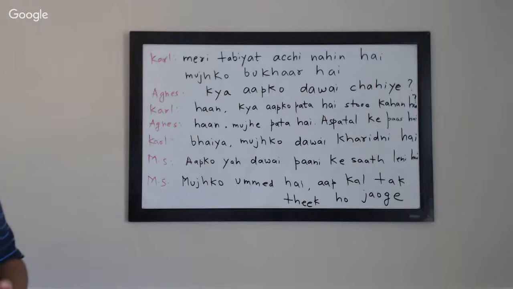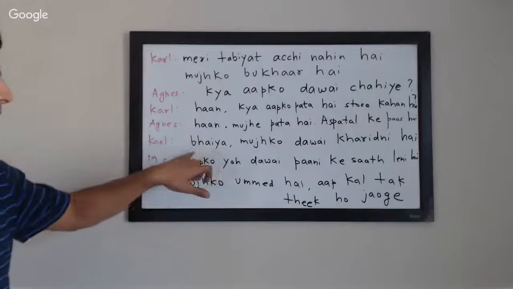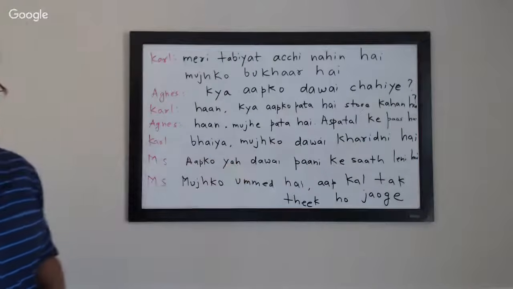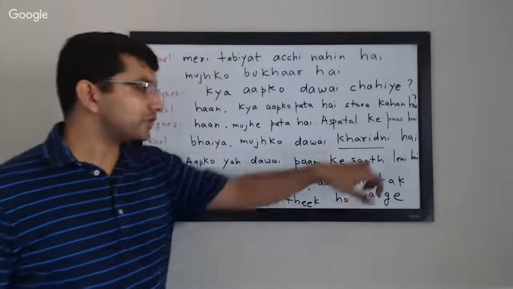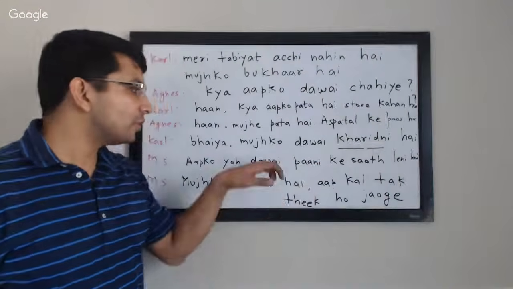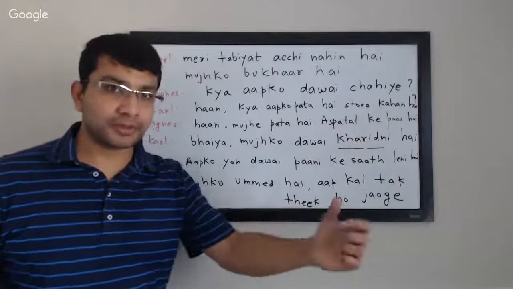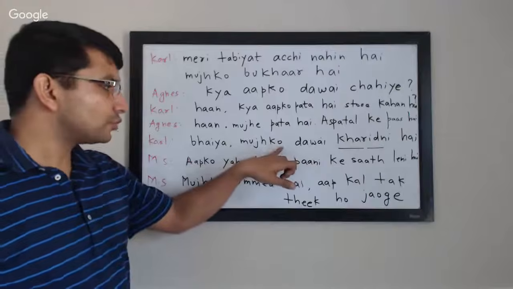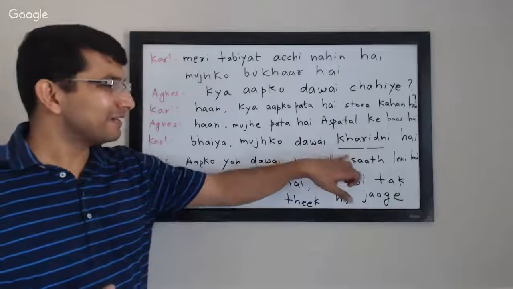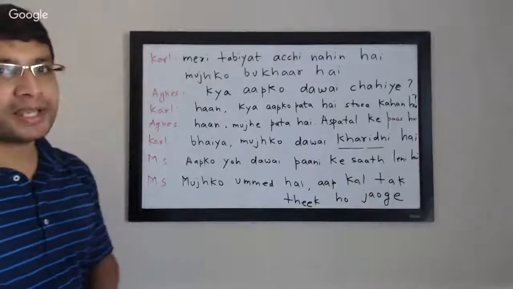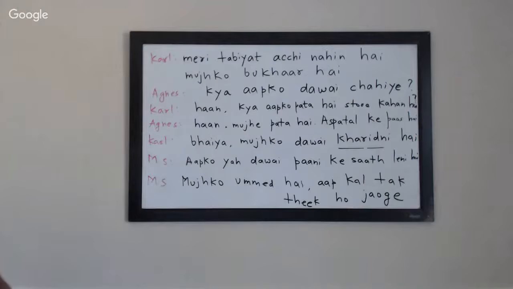Bhaiya mujhko dawai kharidni hai. So Carl says to the man that he needs to buy medicine. Okay. So bhaiya is nothing but brother. मुझे दवाई खरीदनी है. खरीदना is to buy. You've not gone to this case yet. We'll cover it in the next class when you try to use mujhko with a verb. But essentially mujhko is to me. Dawai is basically medicine. Kharidna is to buy. Okay, that I need to buy a medicine. Keep going. आपको ये दवाई पानी के साथ लेनी है.